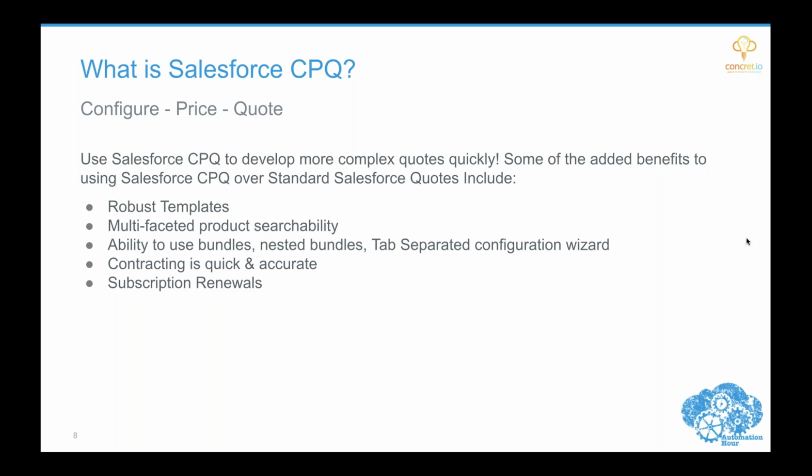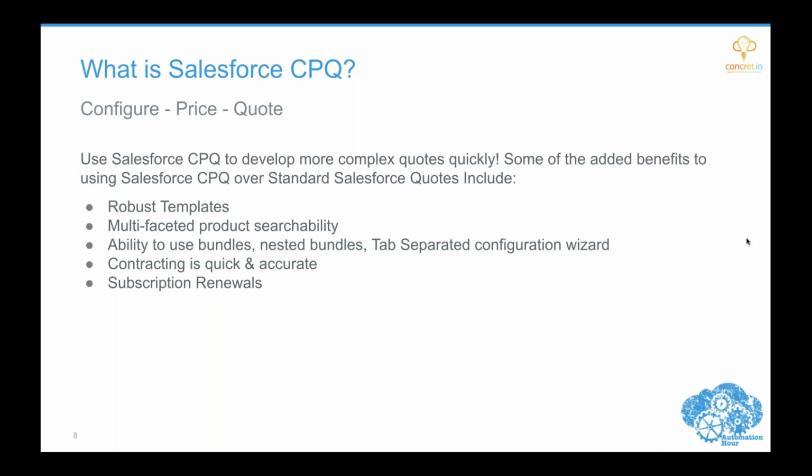Some of the additional benefits that Salesforce CPQ has over the out-of-the-box standard quotes include the option to have templates that are dynamically generated. You can have these templates where certain sections populate only upon specific criteria. So you can say include California terms and conditions only if the account state is California. So you can build in logic on a section by section basis for your templates, which is very nice.